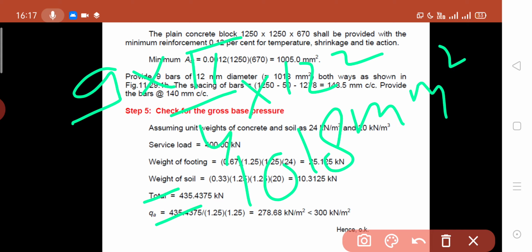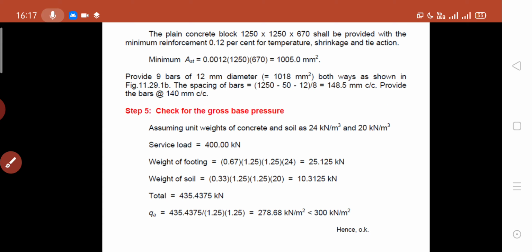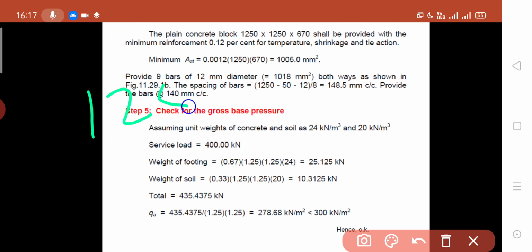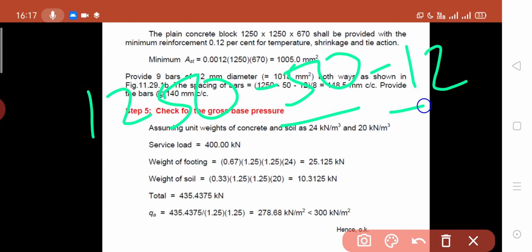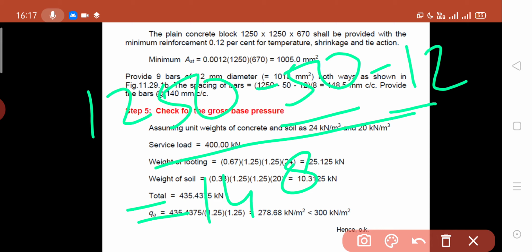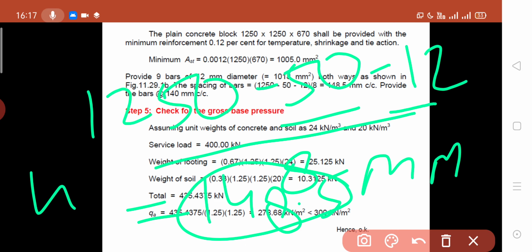Both ways, for the spacing of the bars: 1250 minus 50, which is the nominal cover, minus 12, which is the diameter of bar, divided by 8. So we get the spacing 148.5 mm center to center. So we provide 140 mm spacing here.